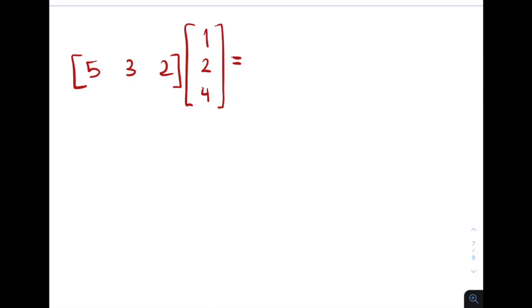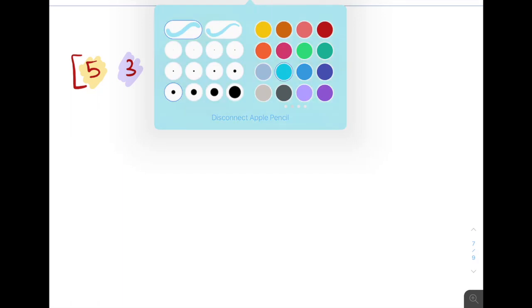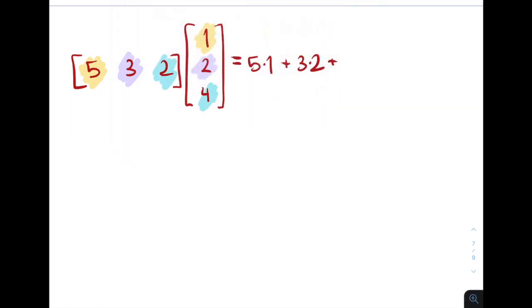A 1 by 3 times a 3 by 1 matrix is defined, and the result will be a 1 by 1 matrix, or what we can think of as a number. To find it, let's multiply the first pair of entries, and add it to the product of the second pair of entries, which will also add the product of the third pair of entries.